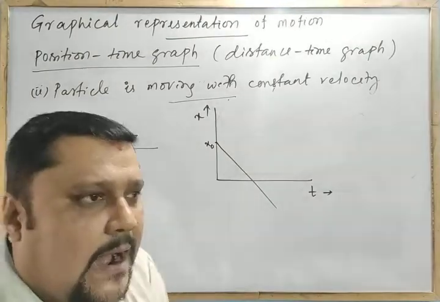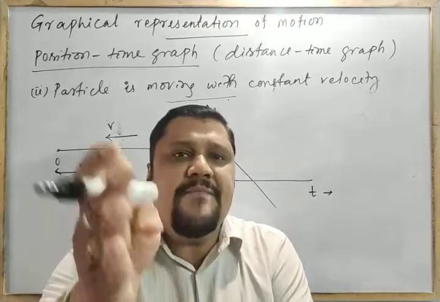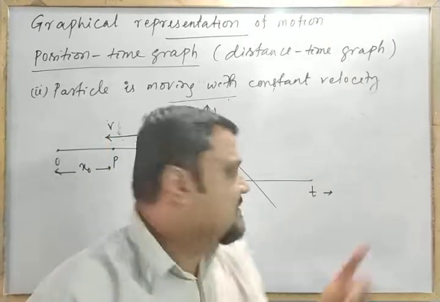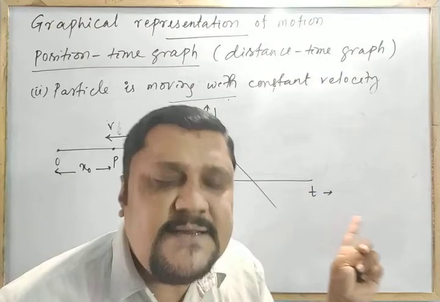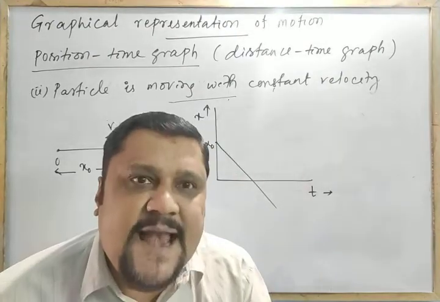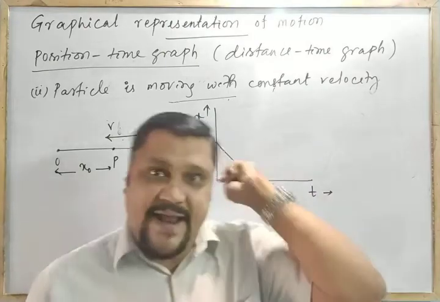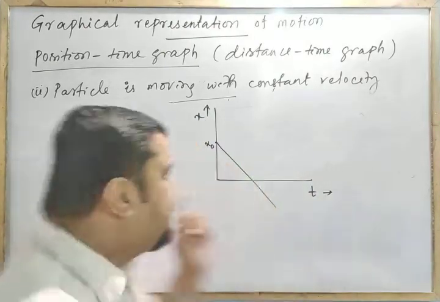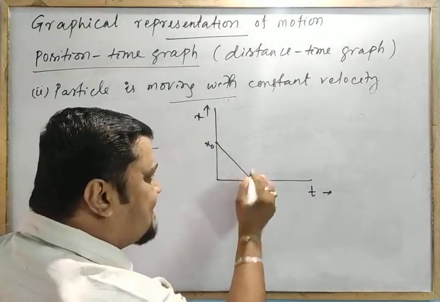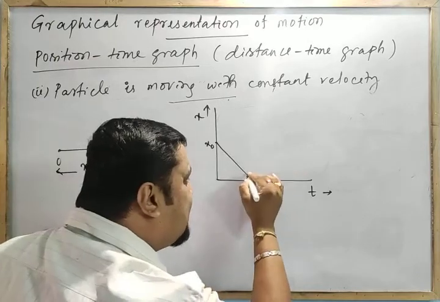Now what is the slope of this line? Slope means how much the line is inclined with the x-axis, your time axis. How much it is inclined, along which direction? Along the positive x direction, not negative. Right? If you say this side, it is also an inclination, but we will consider this one.